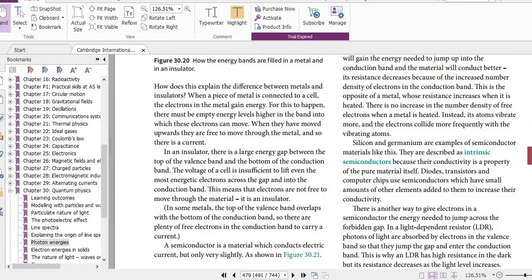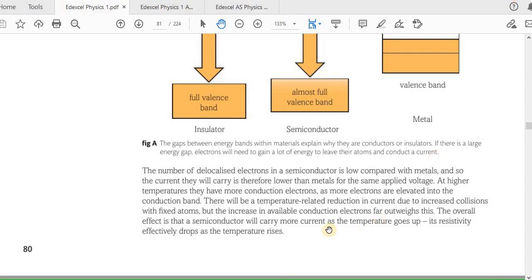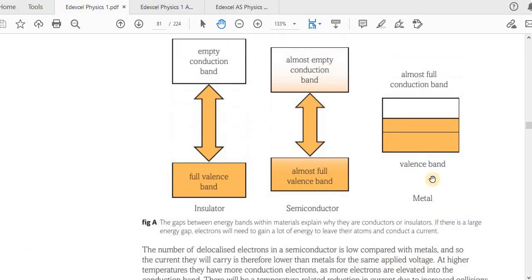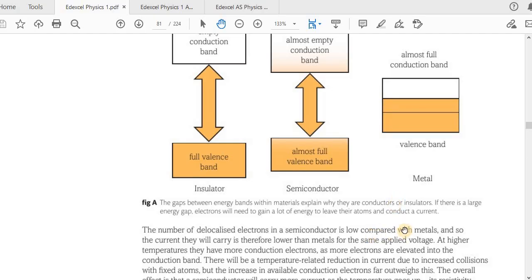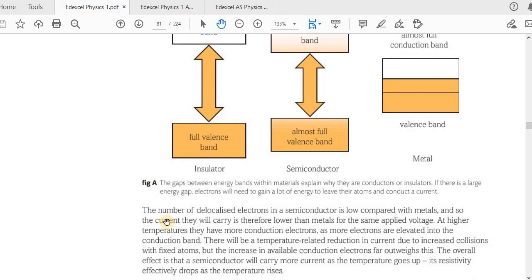Okay, all right, so let's go back to what we were doing. The number of delocalized electrons in a semiconductor is low compared with metals, and so the current they will carry is therefore lower than metals for the same applied voltage. At higher temperatures, they have more conduction electrons.